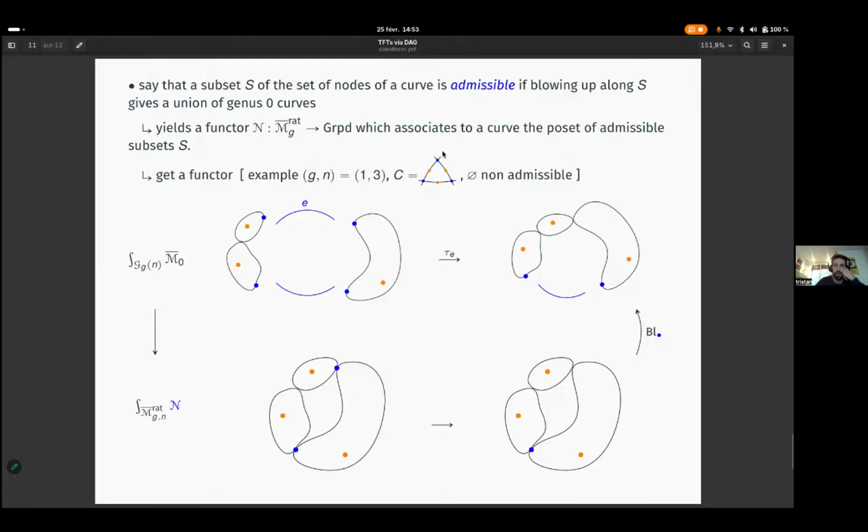Consider a curve with 3 irreducible components with one marked point on each component. Each time I blow up one of the nodes, I get something of genus 0. So the only non-admissible subset is the empty one. Really, when I look at this picture, I'm looking at a point in the Grothendieck construction of M0. So this was the previous picture.